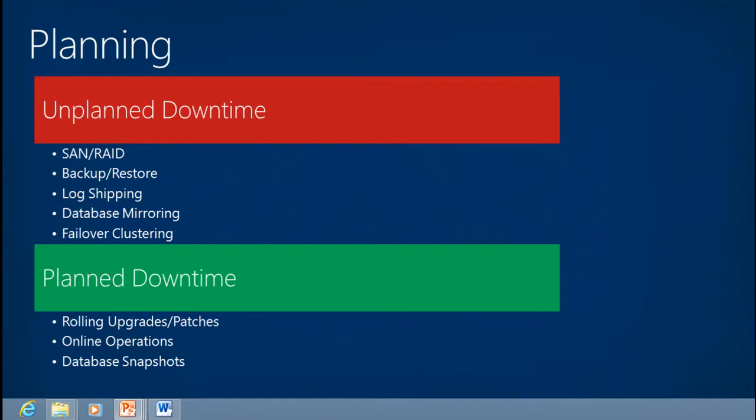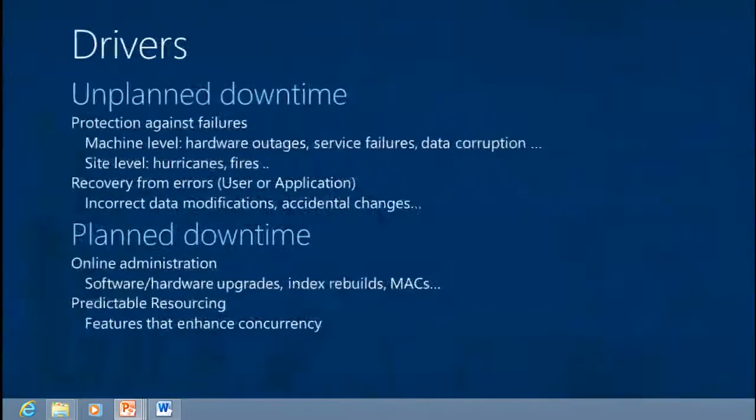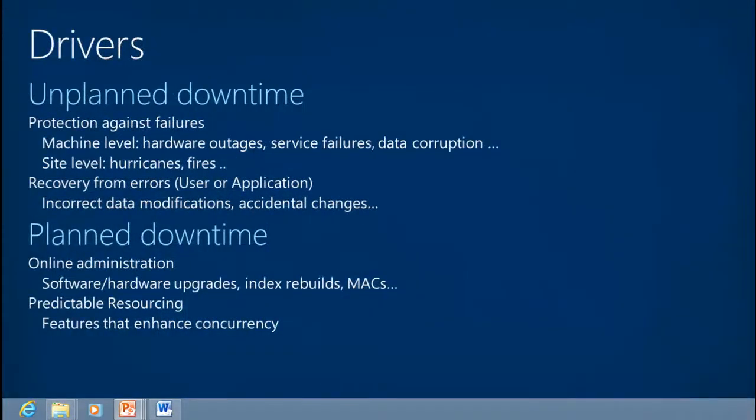Planned downtime is a different set of technologies. You're not going to use backup and restore for planned downtime, I hope. You're going to use rolling upgrades and patches. You're going to perform online operations, providing that the SQL Server is capable of doing so. You're going to leverage technologies such as database snapshots where you don't incur downtime. Downtime from an unplanned perspective is all about protecting yourself against failures, whereas planned downtime is all about maintaining the service as you perform routine maintenance operations.